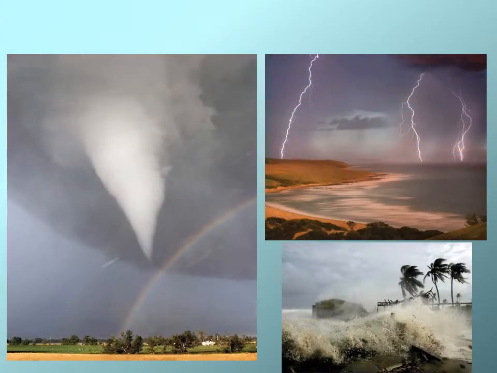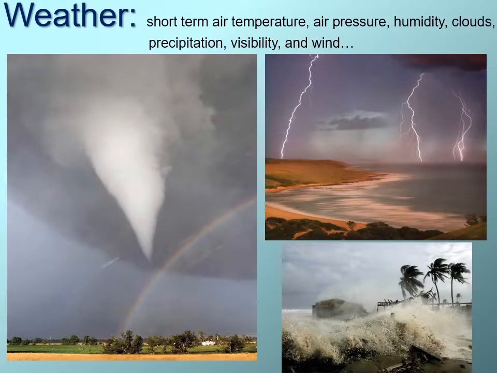Weather is the day-to-day fluctuations of the atmosphere. As you can see here, we have a tornado with a rainbow. We have lightning. We have a hurricane in the lower right. You see the waves splashing onto the coast. So think of weather as short-term and climate as long-term. In this course, we're going to use both weather and climate to talk about severe and hazardous weather. And we'll see the role of climate and how climate change could actually affect severe and hazardous weather in the future.